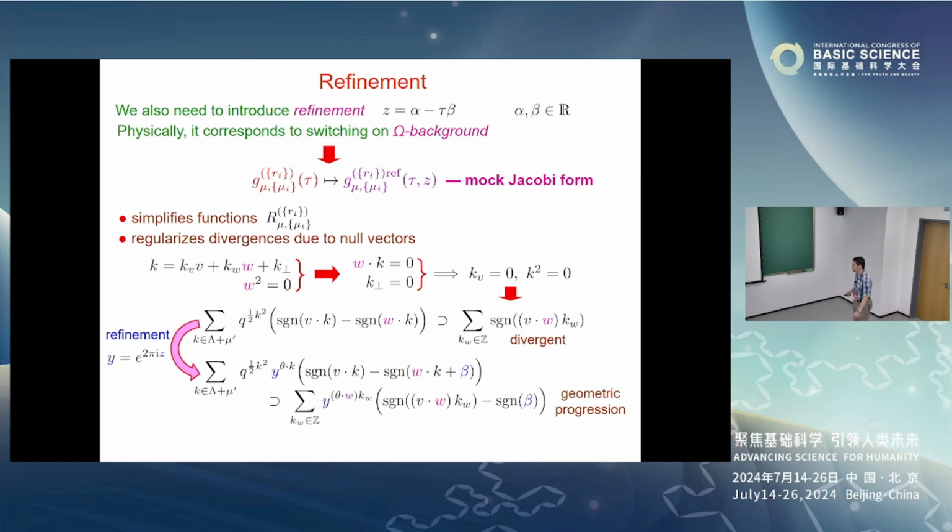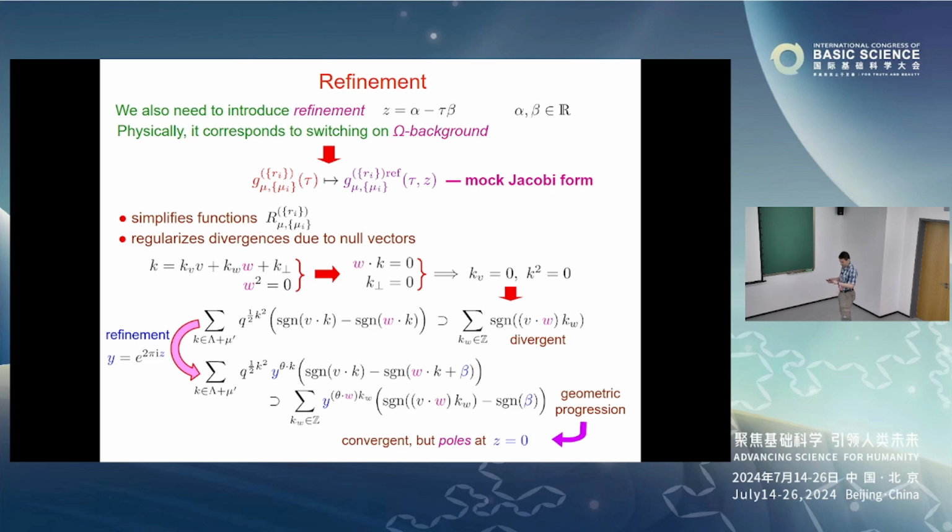So as soon as you have a null vector, you have a divergence. But if you introduce refinement, it amounts to, first of all, introducing this factor y to some power. y is just the exponential of pi i z. And also, one can show that you must shift the argument of one of the signs. And if you consider the same sublattice, it's easy to see you get a certain geometric progression, which is a perfectly summable function. It's convergent, and the price to pay is that at z equals 0, it contains a pole, which precisely corresponds to the origin of the divergence. But for z not equal to 0, we have a perfectly convergent function.